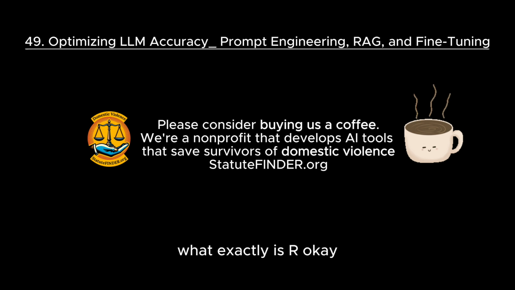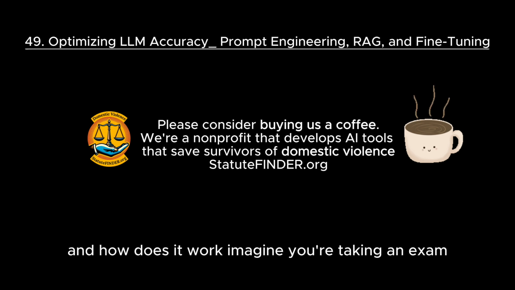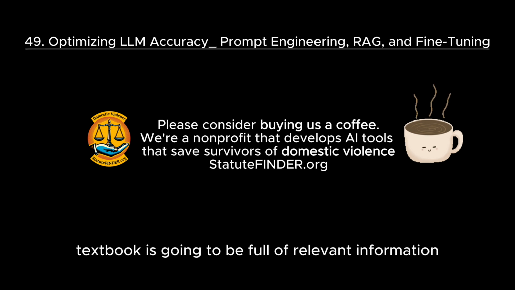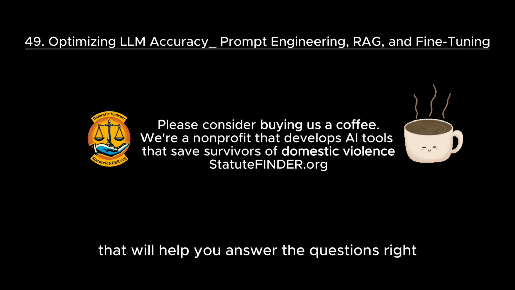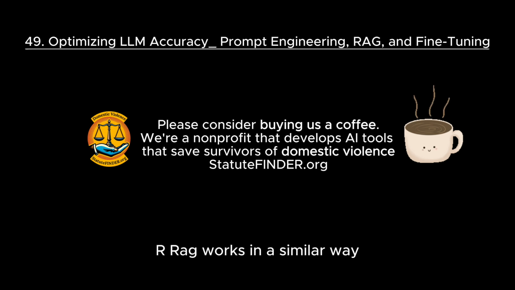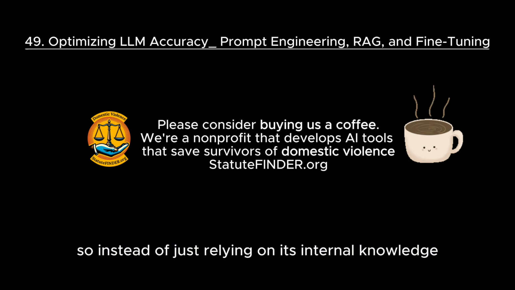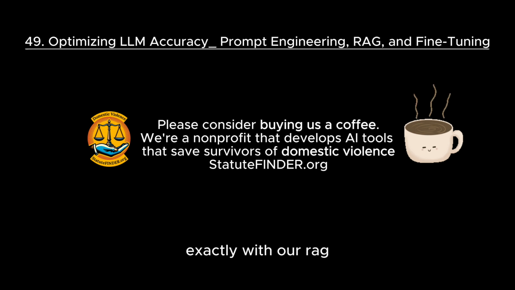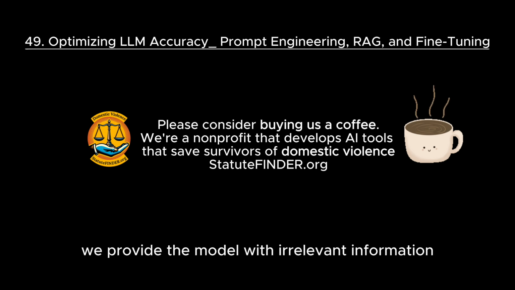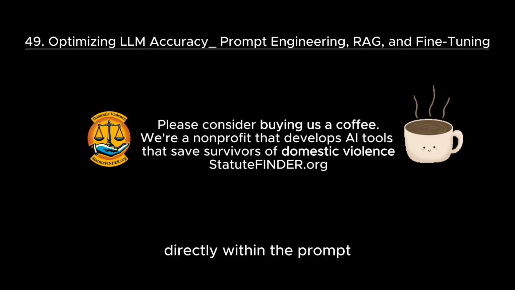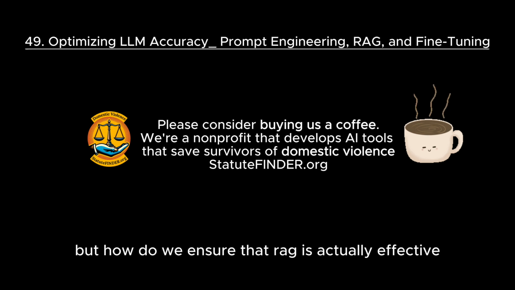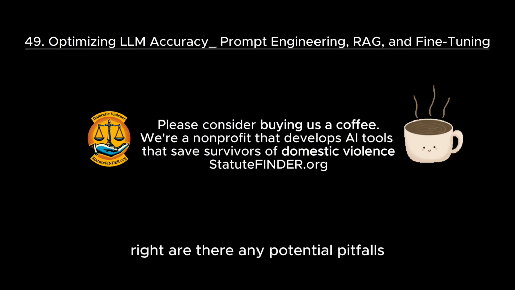All right. I'm ready to dive deeper into these. What exactly is RAG, and how does it work? Imagine you're taking an exam, and you are allowed to bring a textbook. That textbook is going to be full of relevant information that will help you answer the questions. RAG works in a similar way. So instead of just relying on its internal knowledge, the model gets access to kind of external resources. Exactly. With RAG, we provide the model with the relevant information directly within the prompt. So it's like giving it a customized study guide. Got it. But how do we ensure that RAG is actually effective? Are there any potential pitfalls?